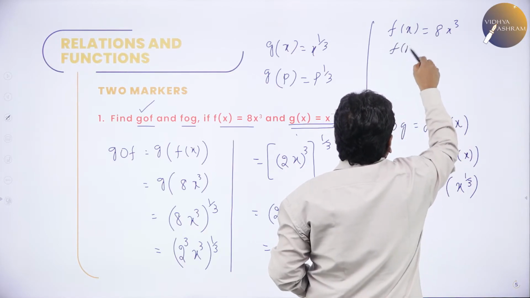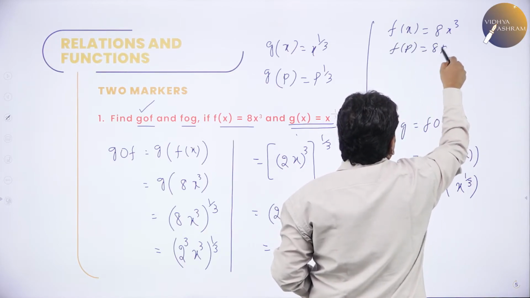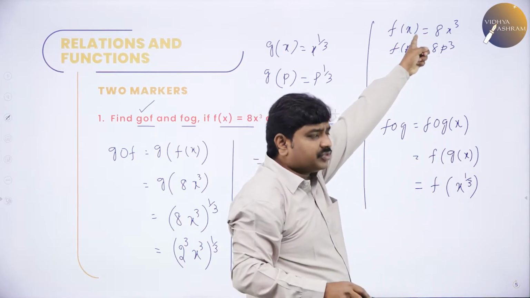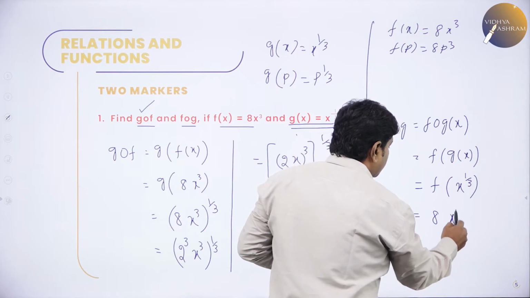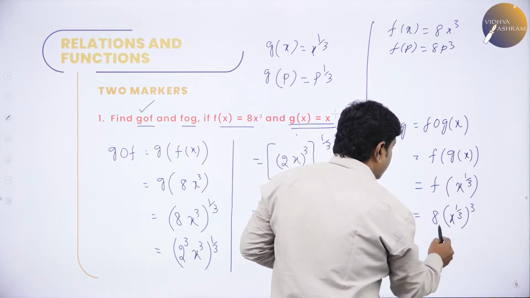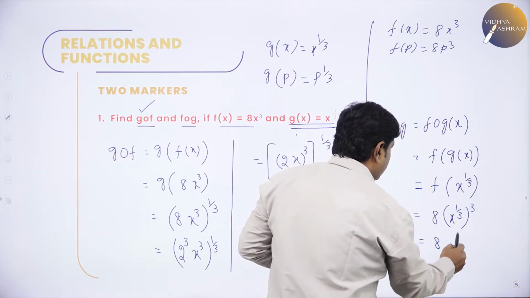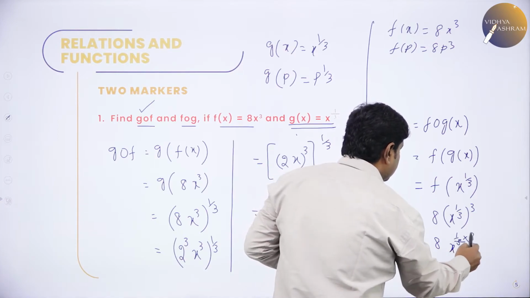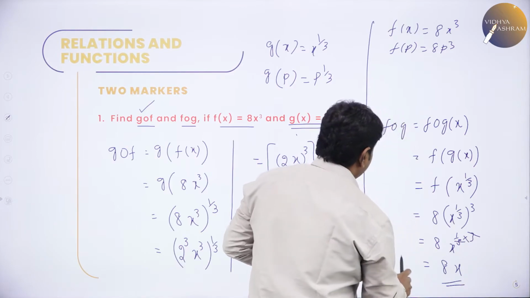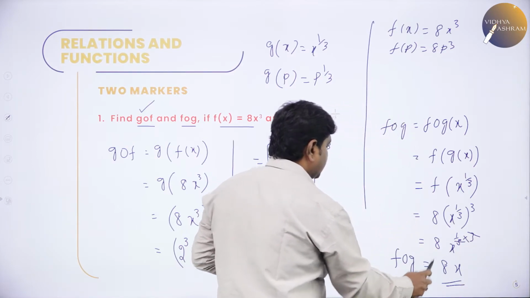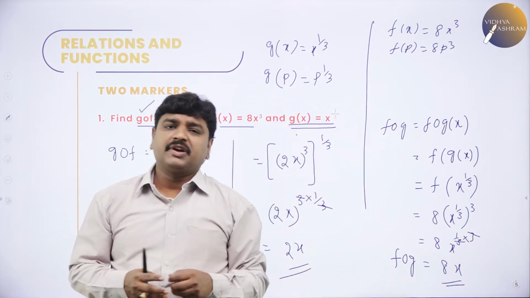If you want f of p, what is f of p? 8p cube. F of anything is 8 times that cube. F of this is 8 times this cube. X power 1 by 3 whole cube. So now again use law of indices. X power 1 by 3 into 3. So now 3 cancels. So 8x. This is the value of fog. It's an important repeated question in your board exam and simple.